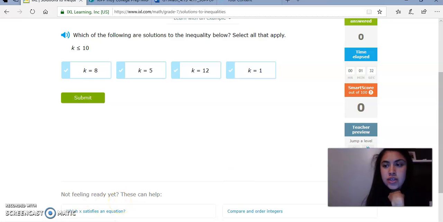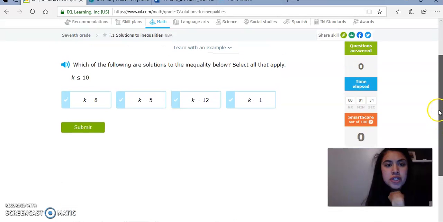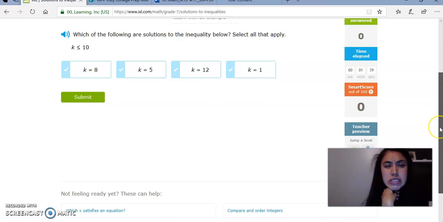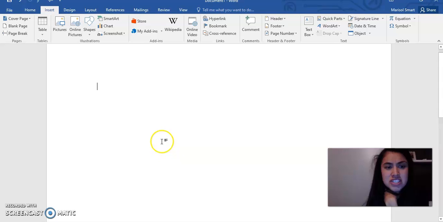Okay, so for this activity, we are going to find the solution to inequalities. Let's look here. It says, which of the following are solutions to the inequality below? Select all that apply. So basically here it says that K, which can mean a number, has to be less than or equal to 10. So I'm going to start listing possible numbers for K using that principle.